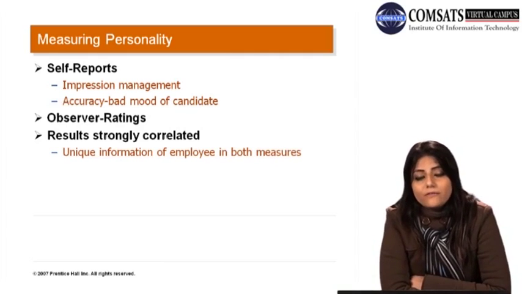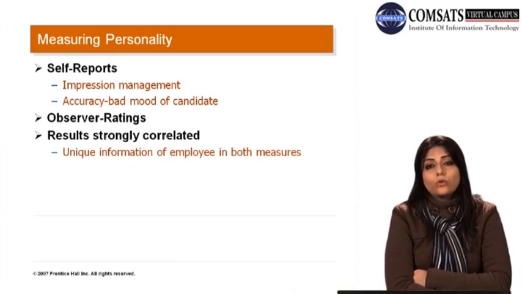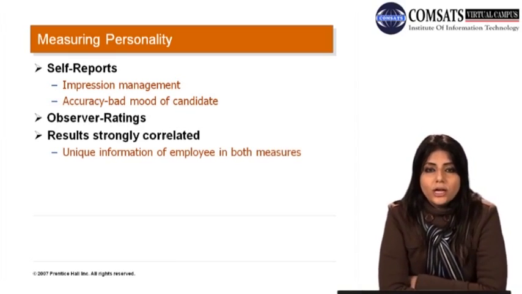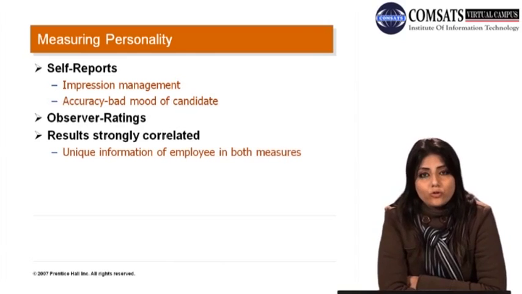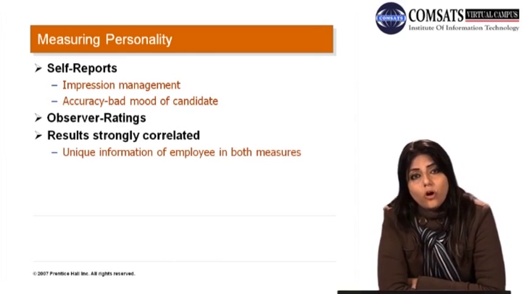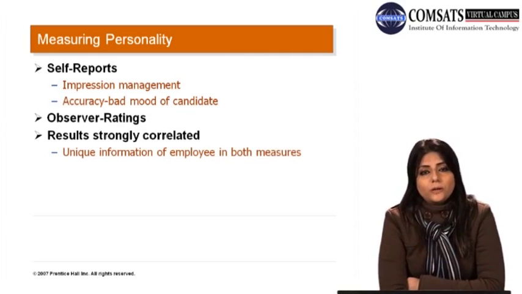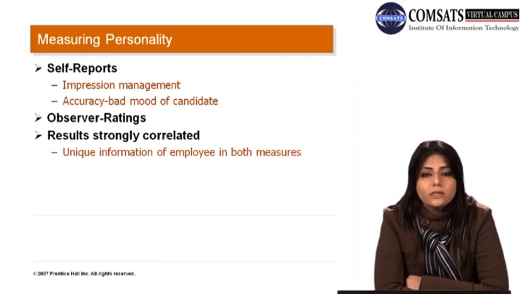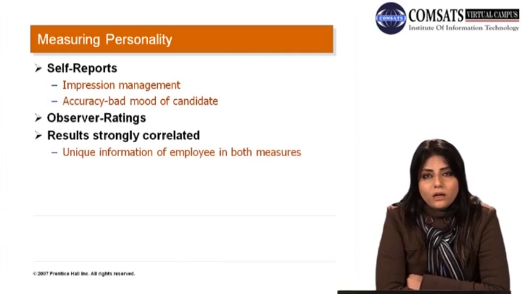Results of the self-reports and the observer ratings are strongly correlated. That has been shown in the research, that overall there is a strong correlation between these two, but still the observer ratings are preferable over the self-reports, especially in certain other situations, such as when you have to measure the performance of the individual or how he is performing at the job. Self-reports tend to be very much faulty, right? They tend to be overrated or overestimated.